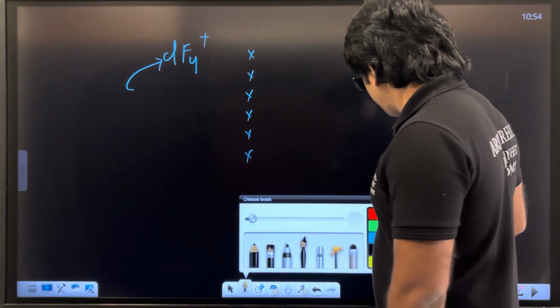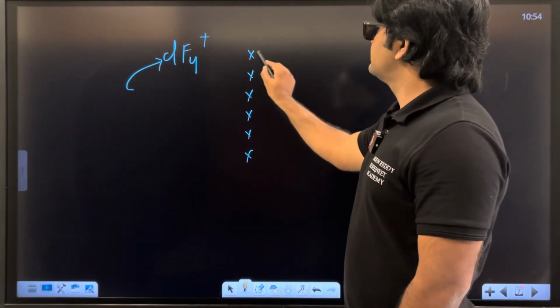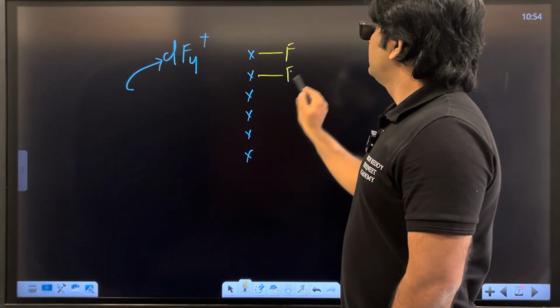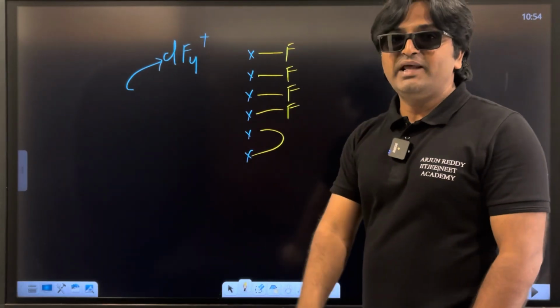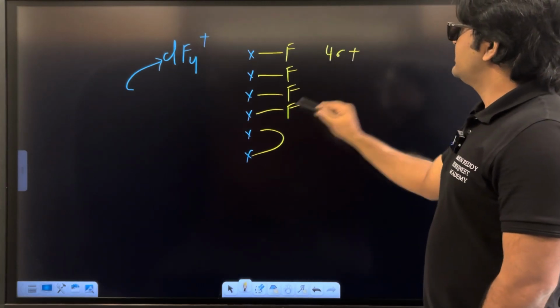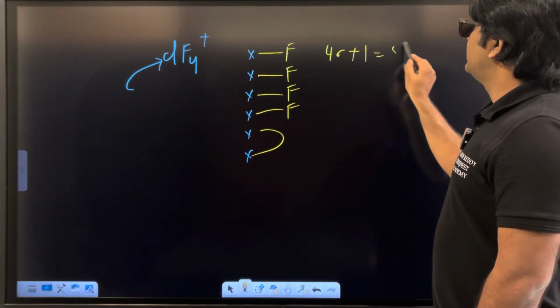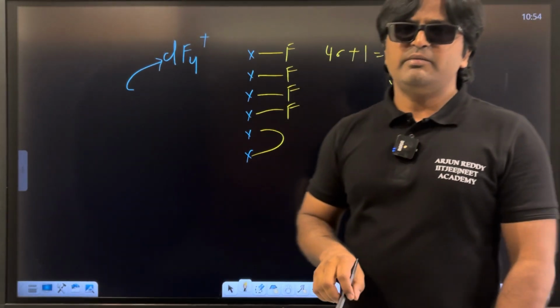Around the chlorine, how many fluorine atoms are there? 4 fluorine atoms, monovalent. How many lone pairs are left? 1 lone pair. How many sigma bonds? 4 sigma bonds, plus how many lone pairs? 1 lone pair. Total 5. What is the hybridization? sp3d hybridization.